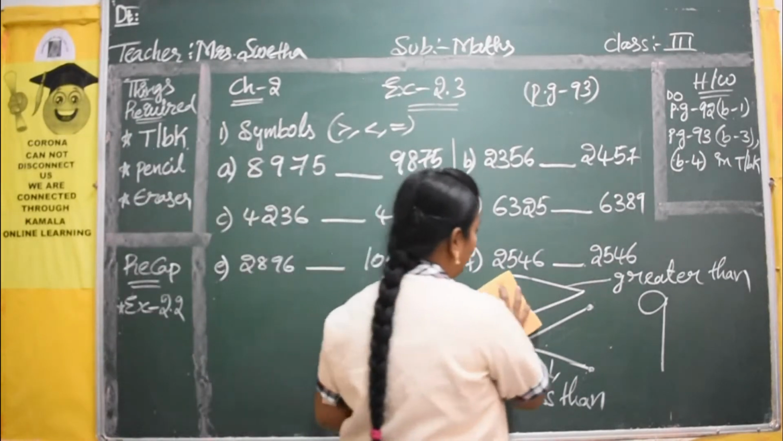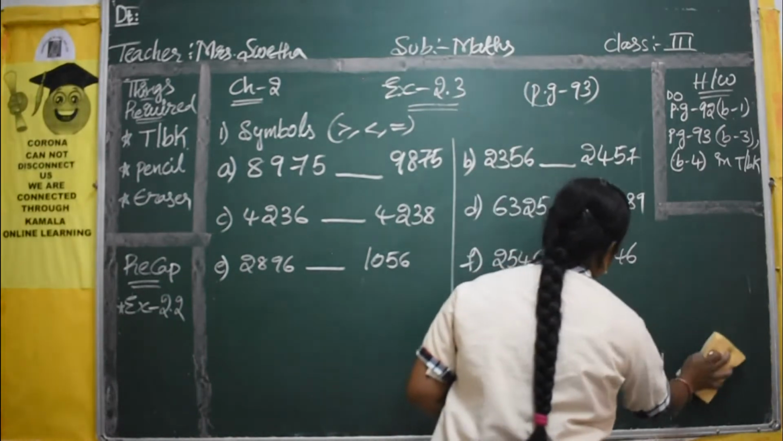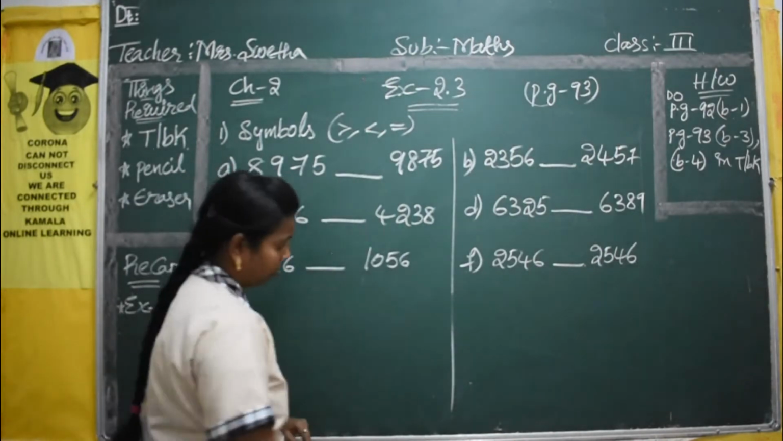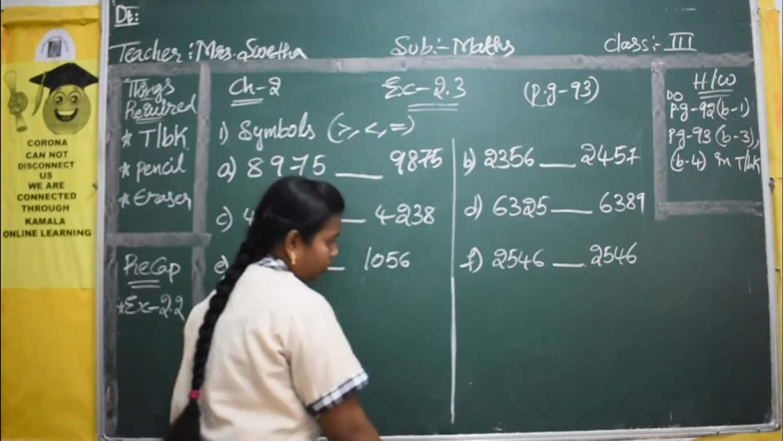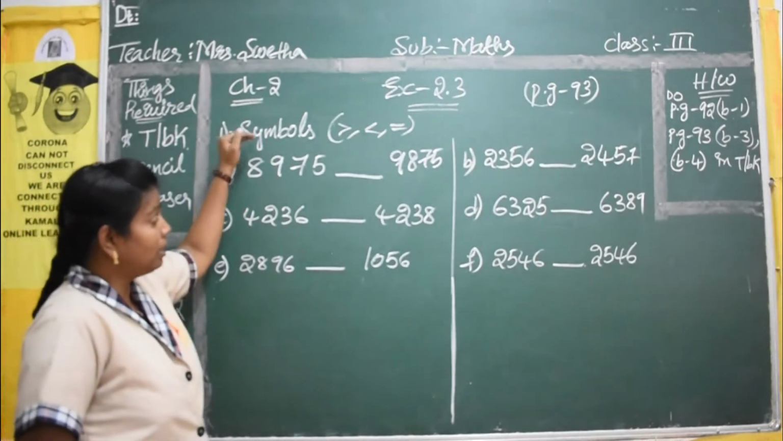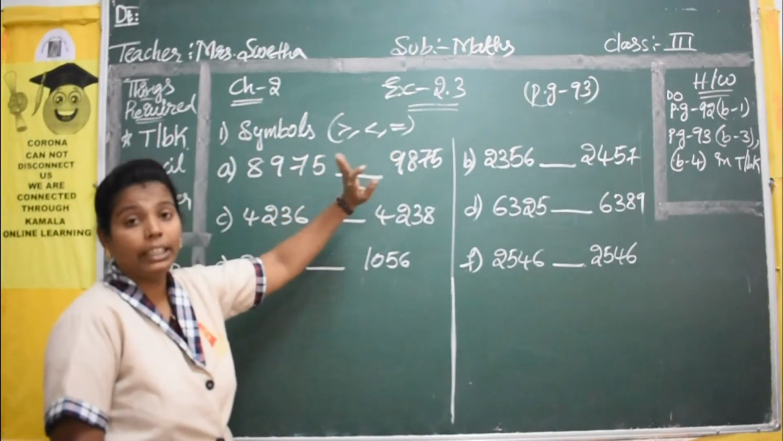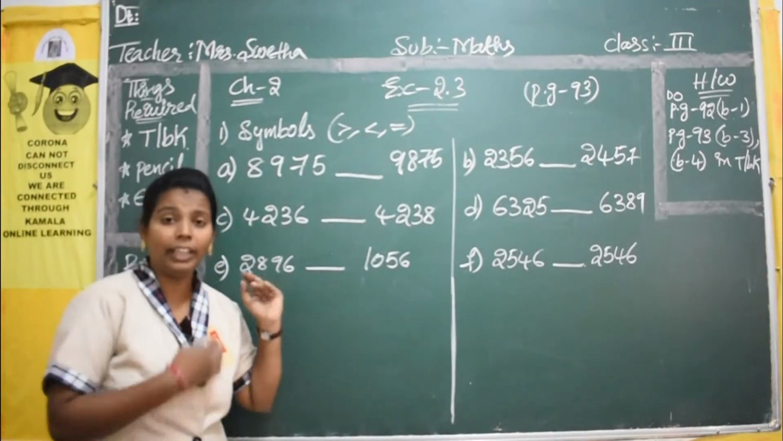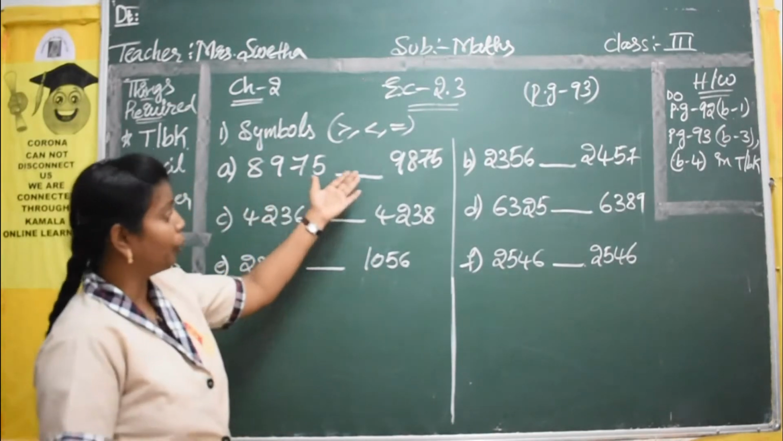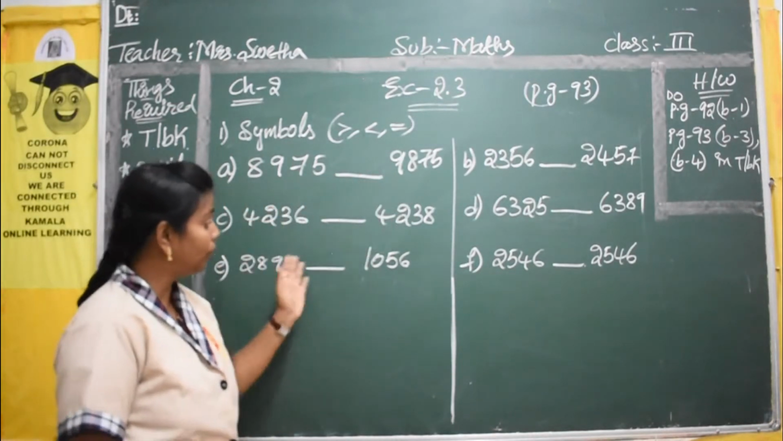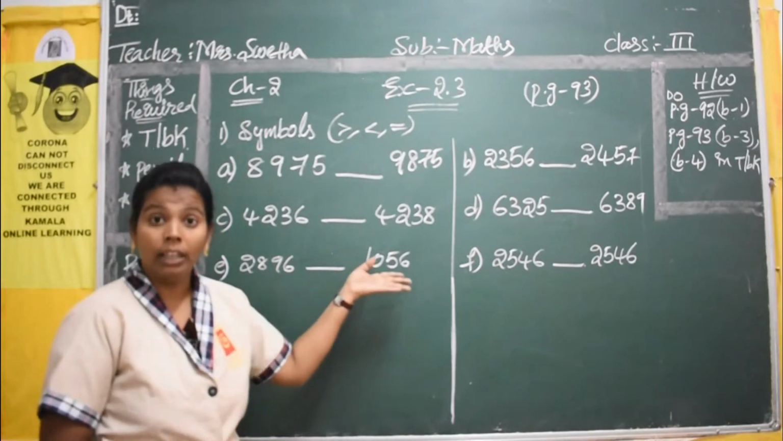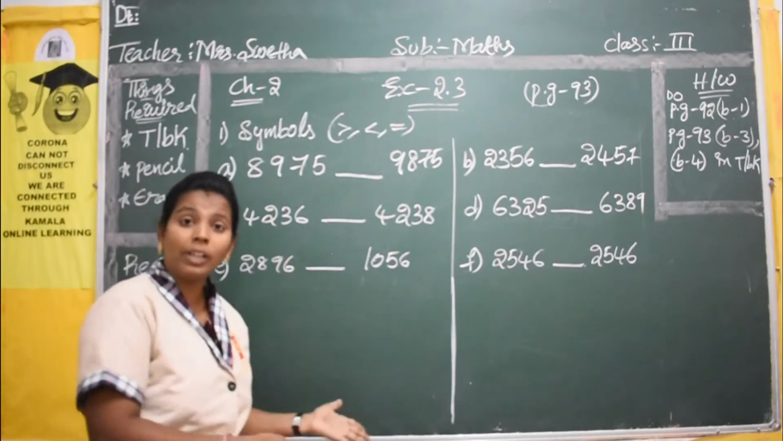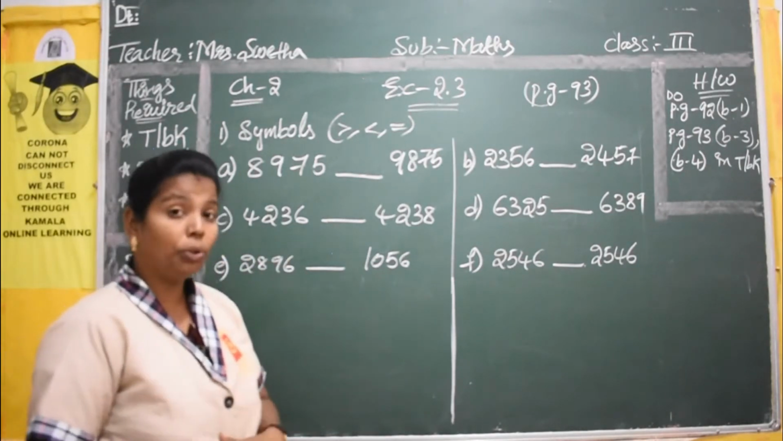Now we will move into the problems. Children, here you have the greater than, less than and equals to symbols. If you have a single-digit number, we can identify very easily. But see here, you have 4 digits, many digits in your numbers. So you cannot identify which number is bigger and which is smaller as soon as you see it. So how to identify?